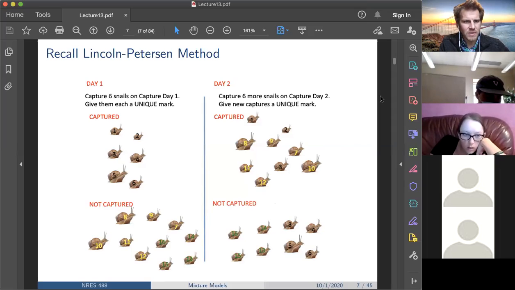We talked about Lincoln-Petersen methods with our snail example, where we capture maybe 6 animals, and if we have 15 animals in the population total, we mark those and release them back, then we capture them again. From those numbers that we get, we can estimate abundance, detection probability, and uncertainty associated with those abundance estimates.